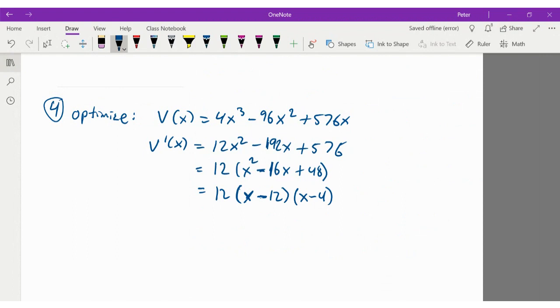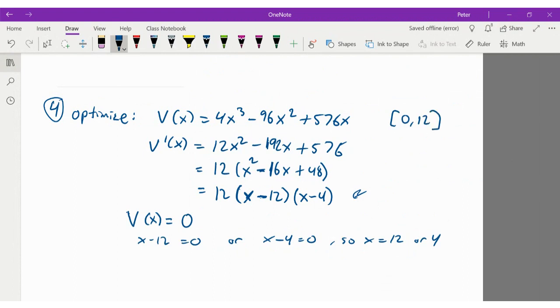So, having found that this is in fact the correct derivative in factored form, what we want to do is find V'(x) equals 0. That means that either x minus 12 equals 0 or x minus 4 equals 0. So x equals 12 or 4. We were already going to test 12 anyway because it's one of the endpoints of the interval. Recall that the domain was 0 to 12.